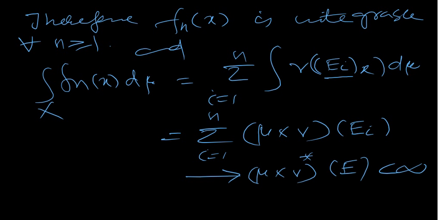So that's very simple. Mu cross nu star of the union will approach mu cross nu star of e, which is finite. So here you can apply Levy's theorem. What is the statement of Levy's theorem? Given an increasing sequence of integrable functions such that the limit of the integral of fn is finite, we can define a function f, the limit of fn(x), such that f is an integrable function, and the limit of the integral of fn is equal to the integral of the limit of fn. That's Levy's theorem, and this fn satisfies its properties.